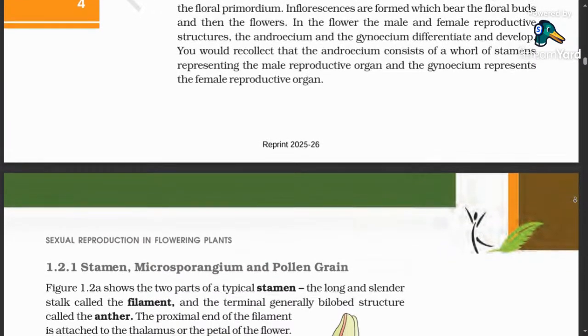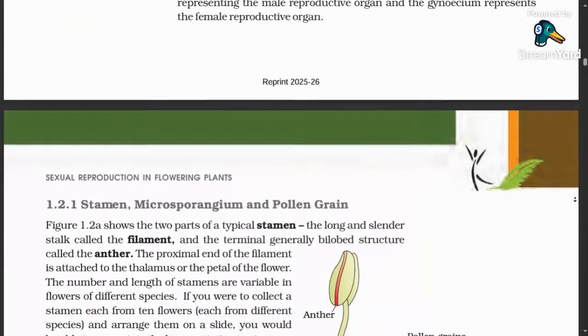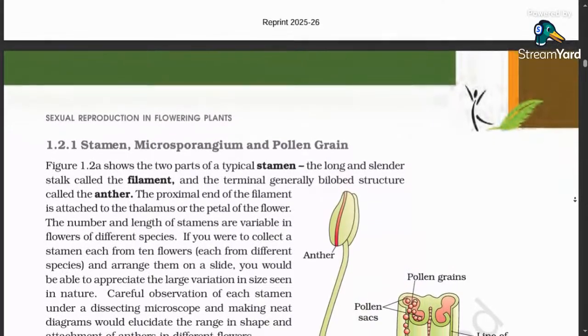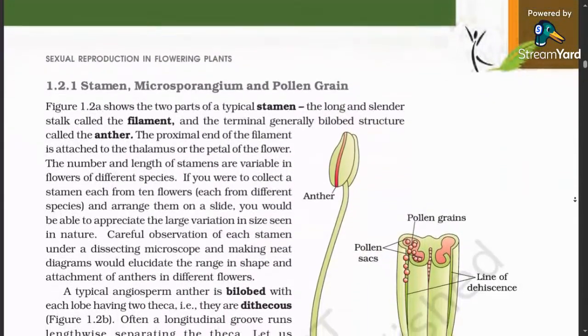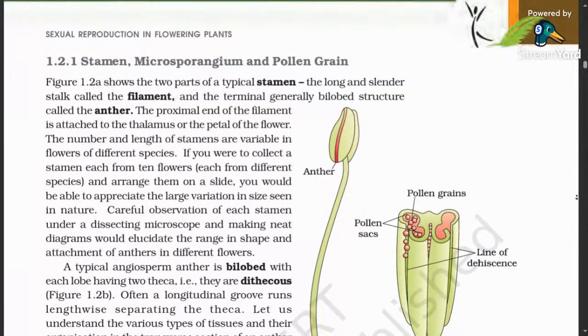Stamens, microsporangium, and pollen grain. Figure 1.2a shows the two parts of a typical stamen: the long and slender stalk called the filament and the terminal, generally bilobed structure called the anther. The proximal end of the filament is attached to the thalamus or the petal of the flower. The number and length of stamens are variable in flowers of different species.